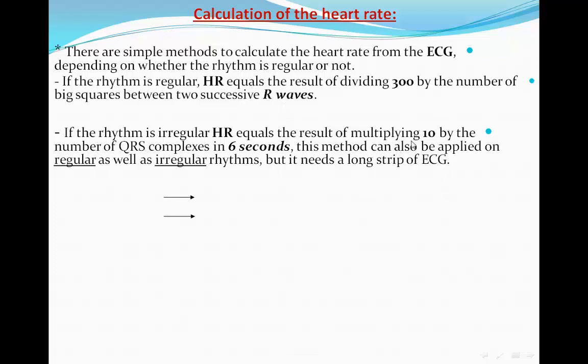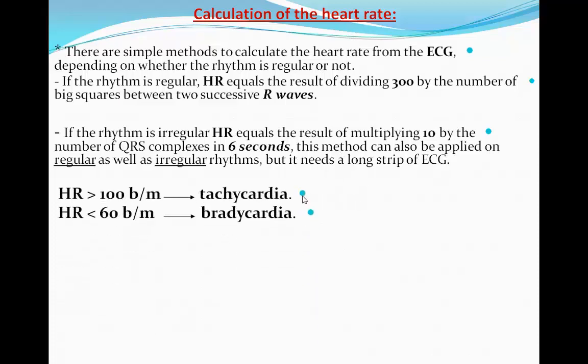So we use another method, which is multiplying 10 by the number of QRS complexes in 6 seconds, because if you multiply 6 seconds by 10, it will give us 1 minute. So if you multiply the number of QRS complexes within 6 seconds by 10, we will have the number of QRS complexes within 1 minute. This method can be applied in regular as well as irregular rhythms, but it needs a long strip of ECG.